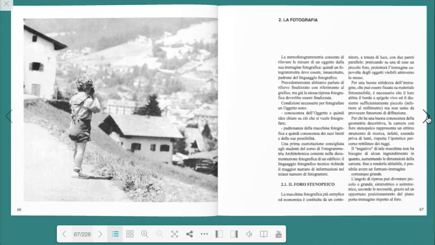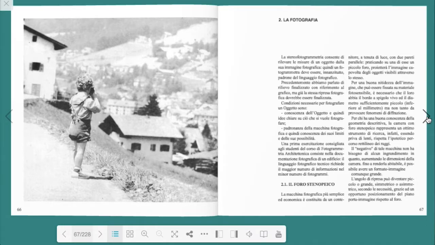2.1. The stenopic form. The simplest and cheapest camera is made up of a light-tight container with two parallel walls. By making a small hole on one of them, the upside-down image of the objects visible through it will be projected. For a good image sharpness, which can be fixed on photosensitive material, the hole must have a sharp edge and a sufficiently small diameter, less than a millimeter, but not so small as to cause diffraction phenomena.